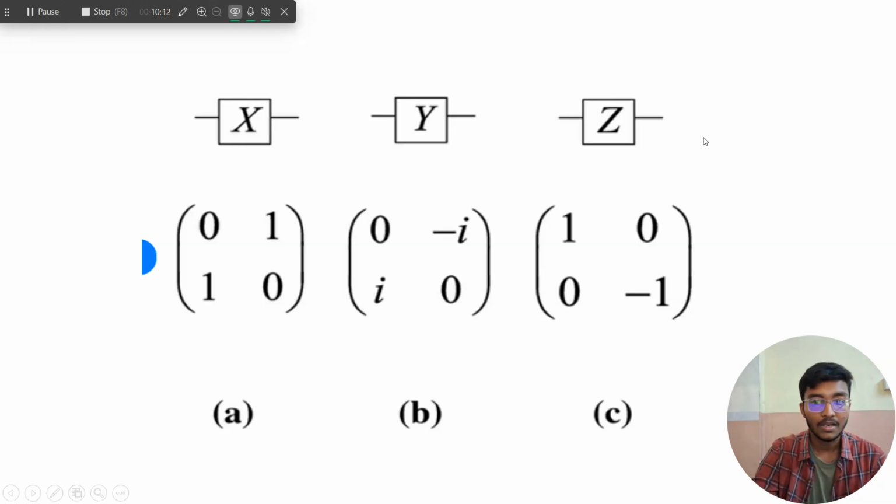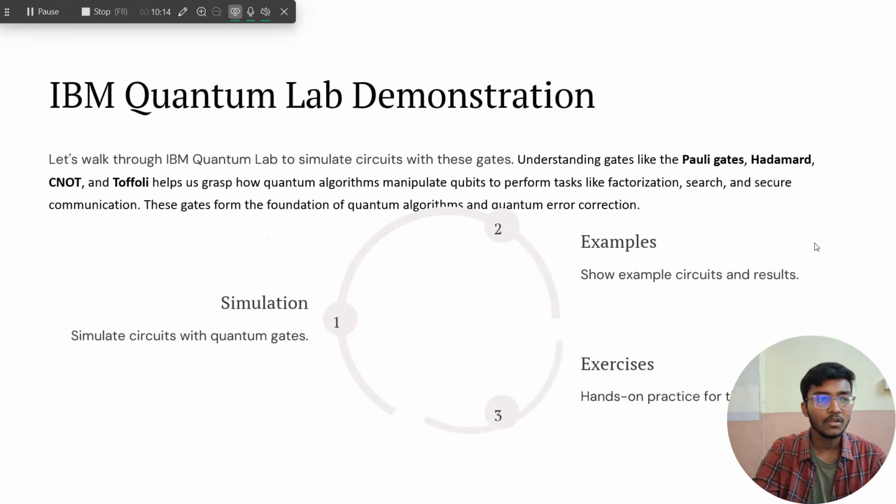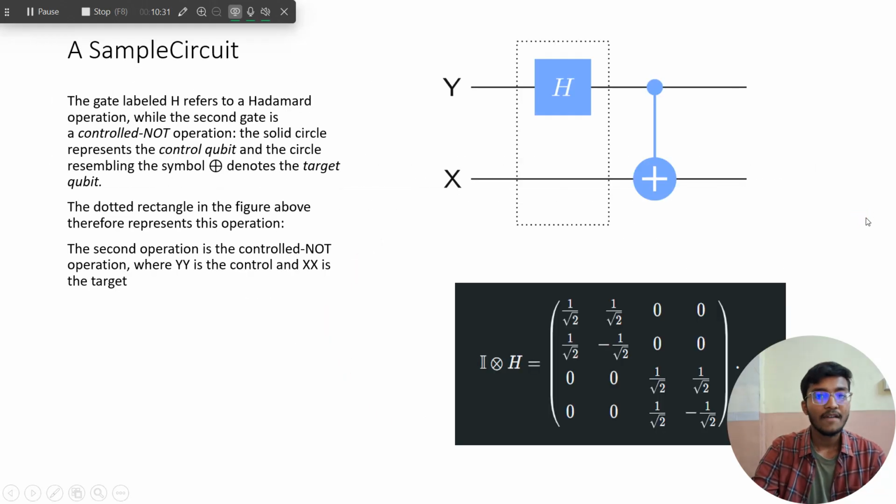Okay, so last but not the least, I would explain to you the IBM Quantum Lab demonstration, which helps us to grasp how quantum algorithms manipulate qubits to perform tasks like factorization, search, and secure communication. These gates form the foundation of quantum algorithms and quantum error correction. So we have a sample circuit over here.